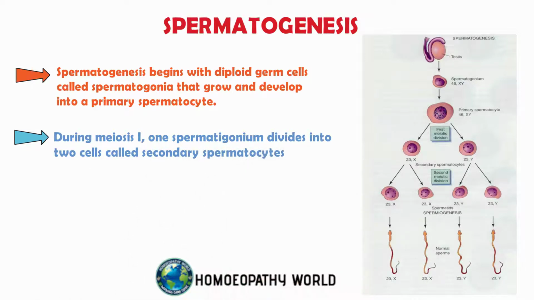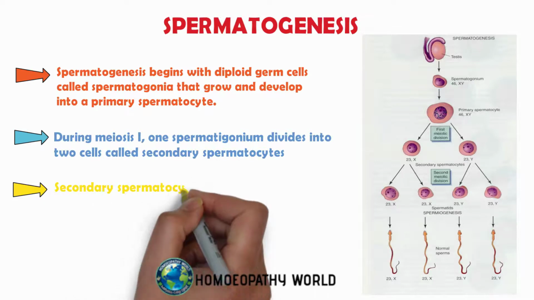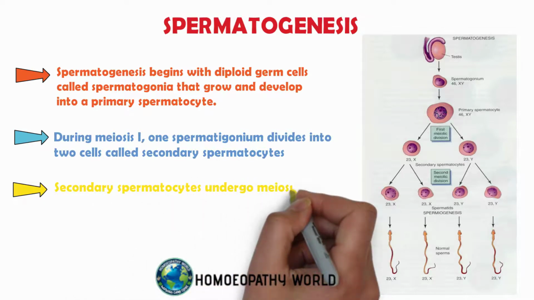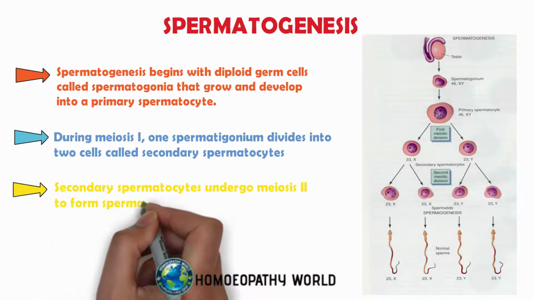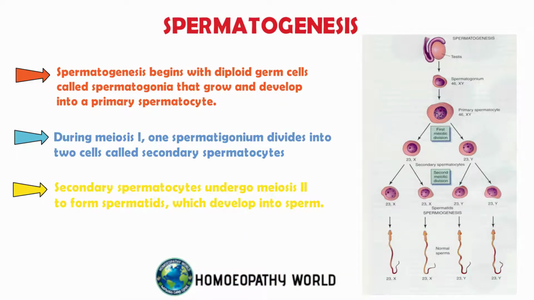During meiosis I, one spermatogonium divides into two cells called secondary spermatocytes. Secondary spermatocytes undergo meiosis II to form spermatids, which develop into the sperm. After the primary spermatocyte is produced, the first division occurs, that is called meiosis I, and one spermatogonium divides into two cells called secondary spermatocytes. Secondary spermatocytes undergo meiosis II to form spermatids, which develop into sperms.